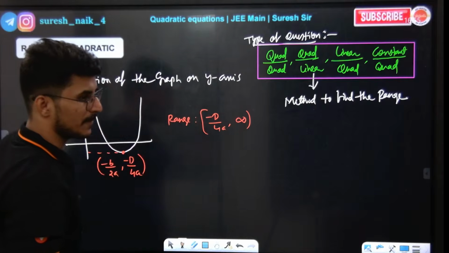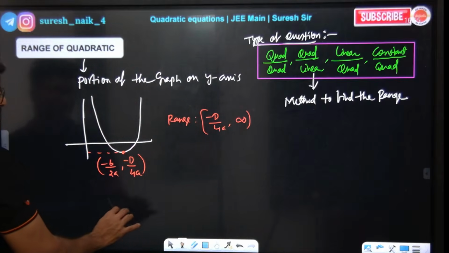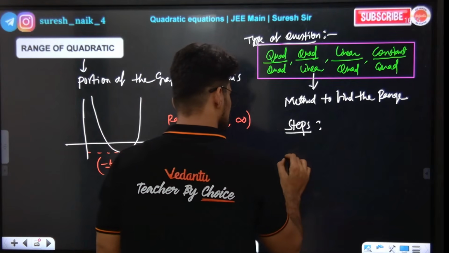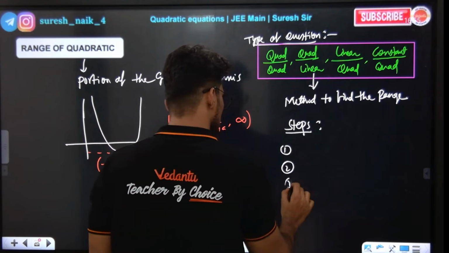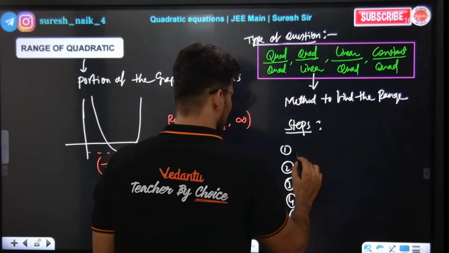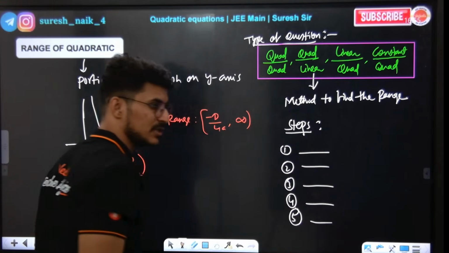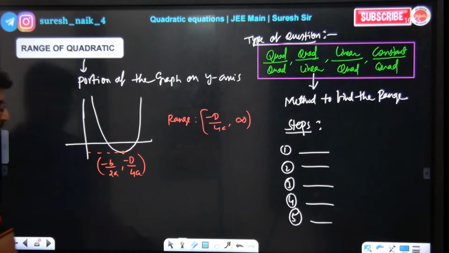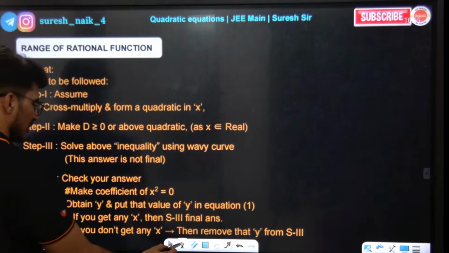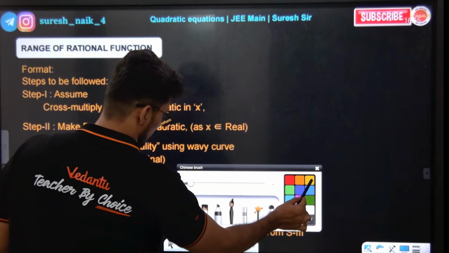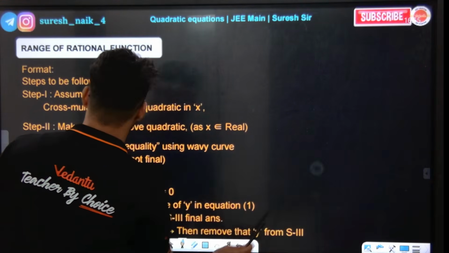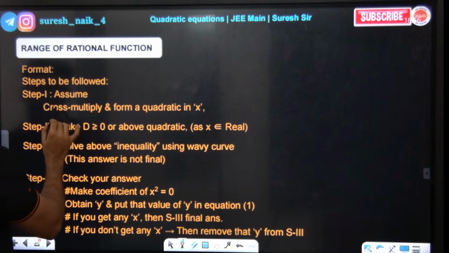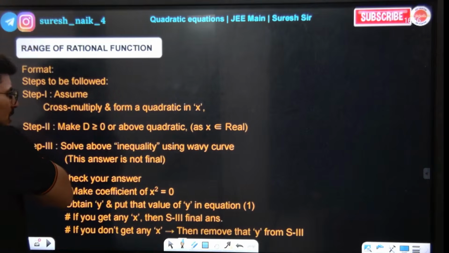Okay, Satyapriya, it's okay. Now tell me, what are the steps? I'll tell you the steps. Step number 1, 2, 3, 4, 5. Look at the board, everyone. You take only 4 to 5 steps anyway. You might already have studied this. Steps to be followed: assume and cross multiply the format in the quadratic.